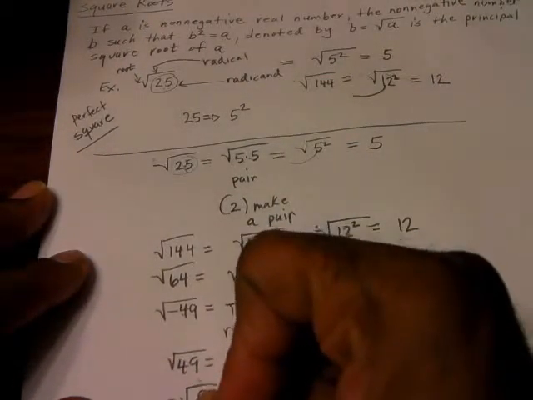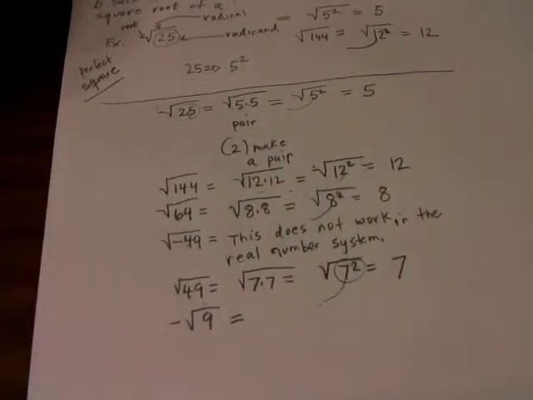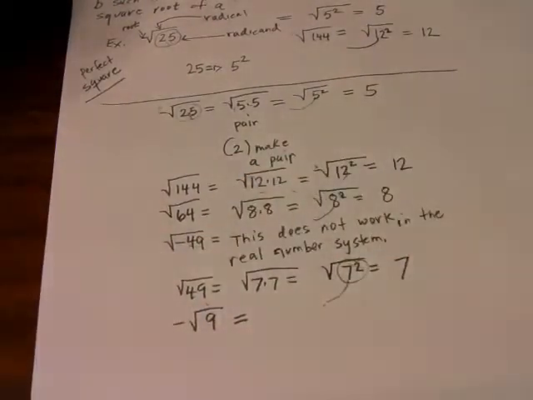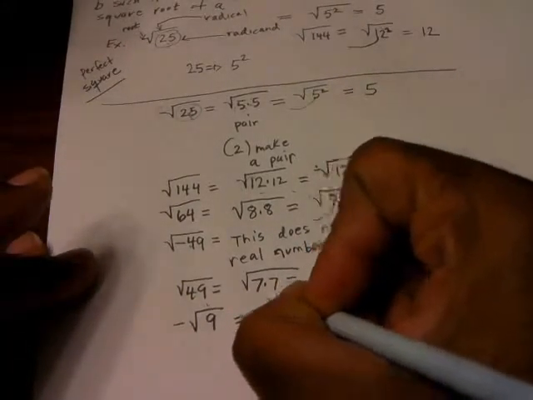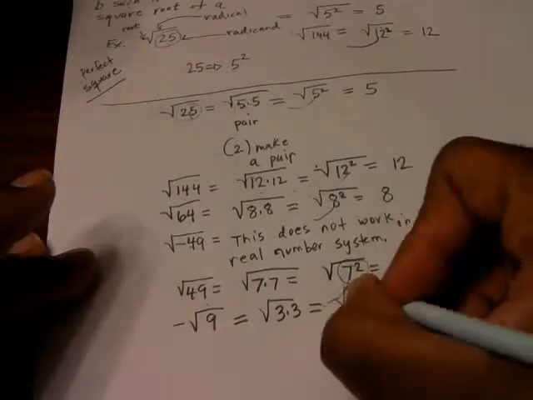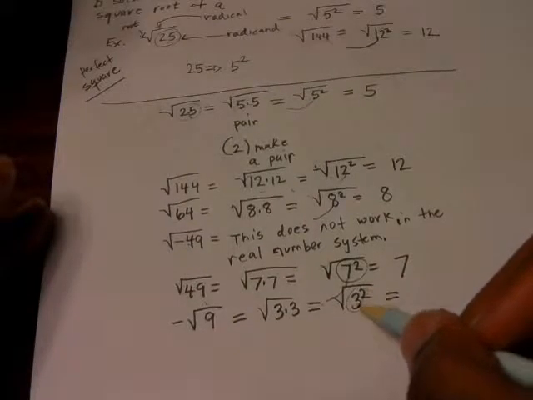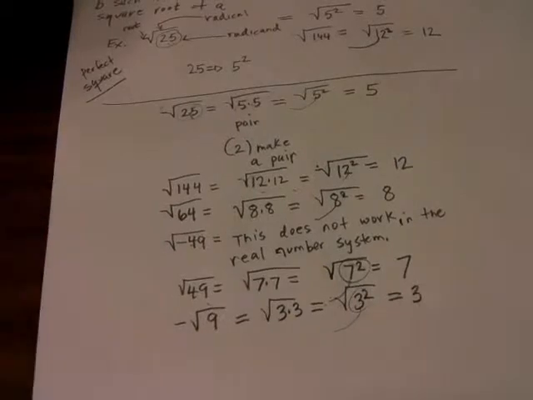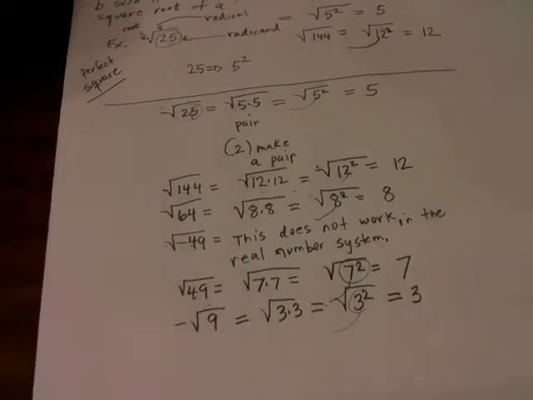Negative square root of 9. Now, since the negative is on the outside, it'll work. What two numbers will give you 9 and they make a pair? All right. 3 times 3 can be expressed as 3 squared. And as the 3 comes out, the root cancels out the exponent, and you have 3. Okay.